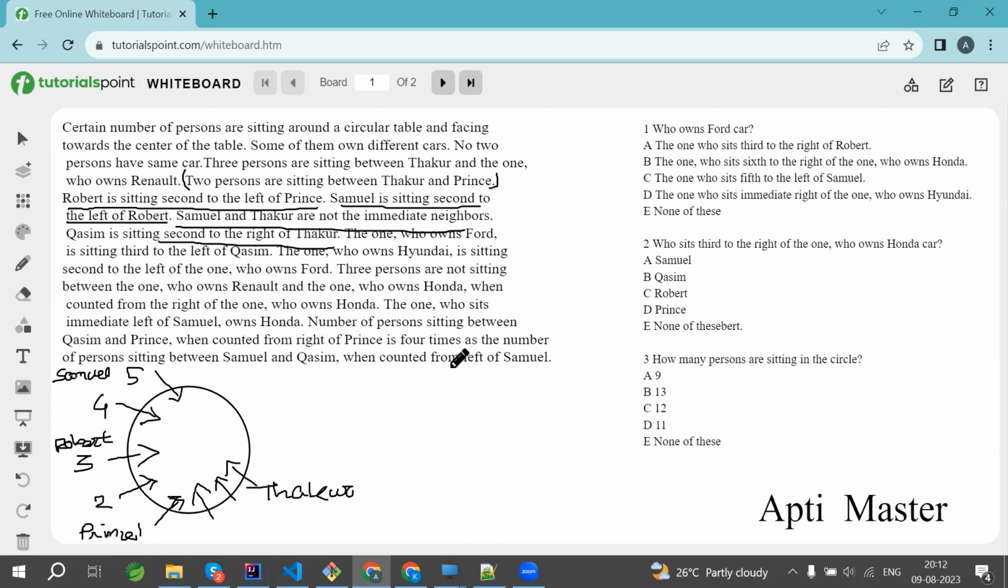So Qasim is second to the right of Thakur. So this will be another person and this will be another person. I am putting another here, suppose this is 6. Other persons may be there. It is mentioned that Qasim is second to the right of Thakur. So this is Thakur, so right will be there, and obviously Qasim will be here.